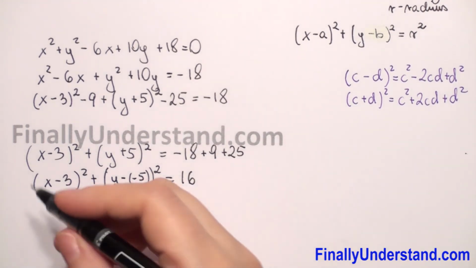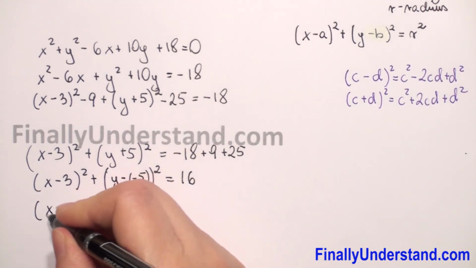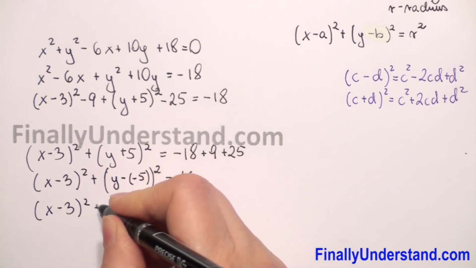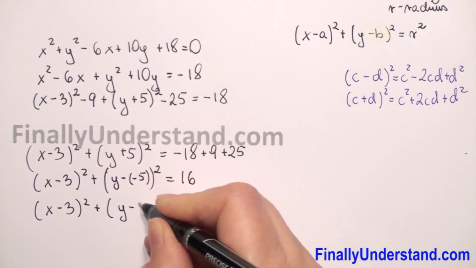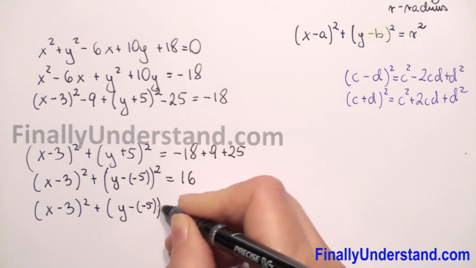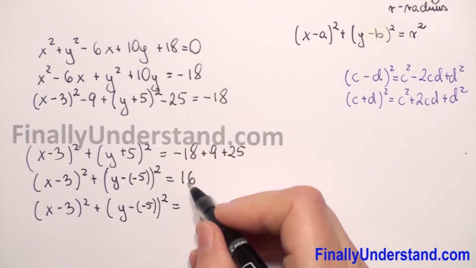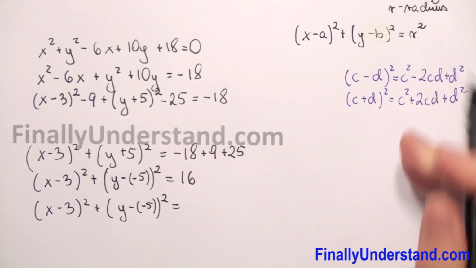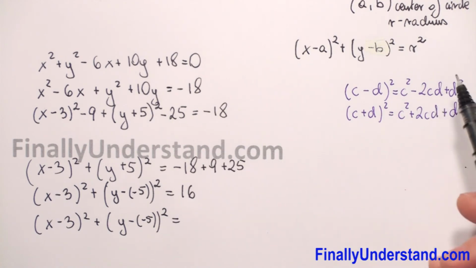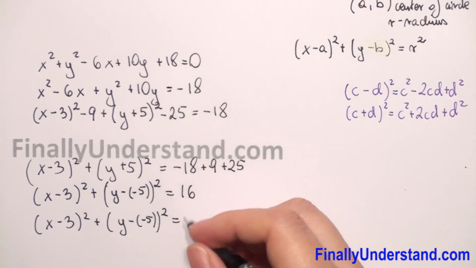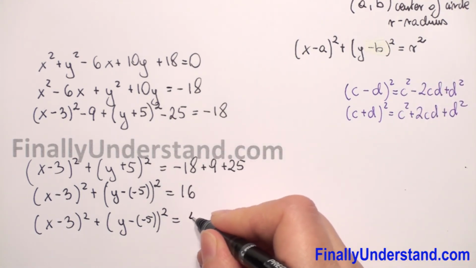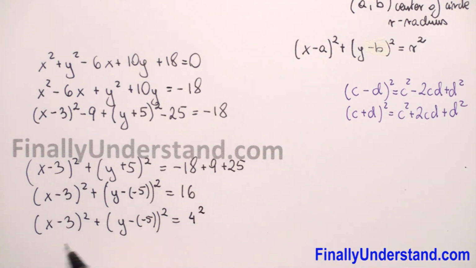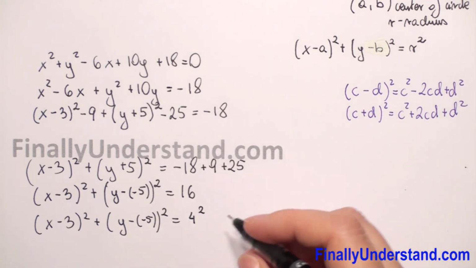So let me rewrite this one more time. We have x minus 3 to the second power plus y minus negative 5 to the second power equals. We need r squared on the right side to have the radius, and 16 we can rewrite as 4 to the second power. From this form we can find the coordinates of the center and the length of r.